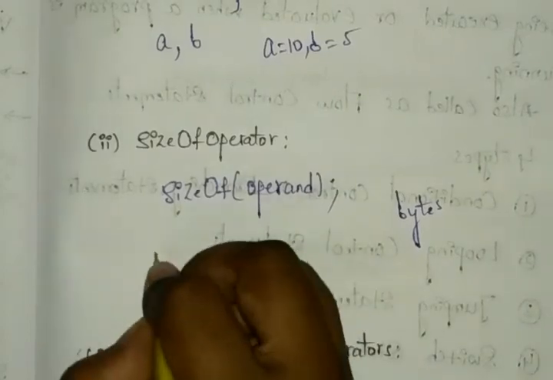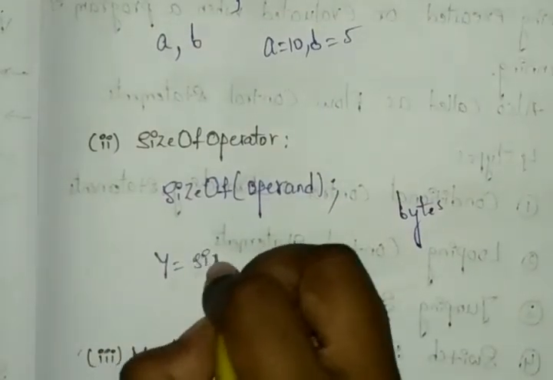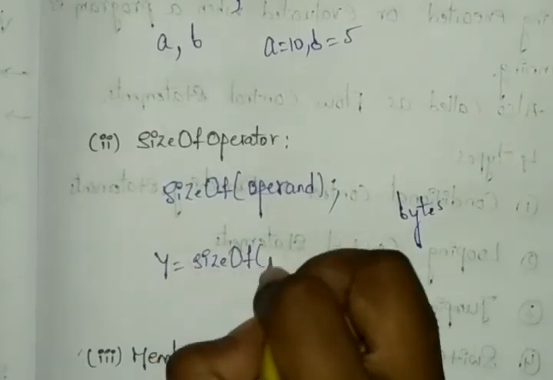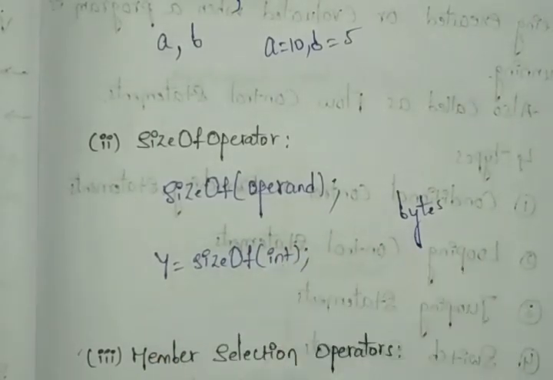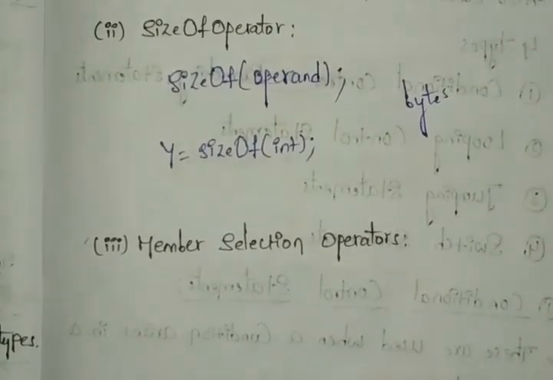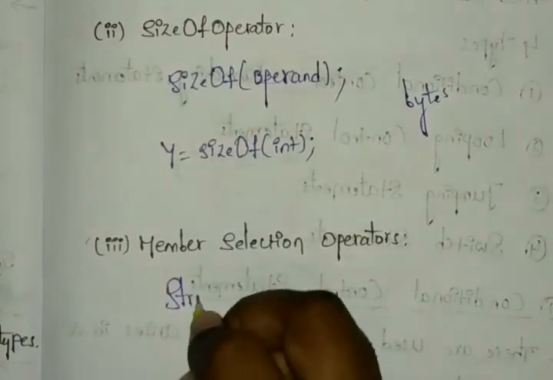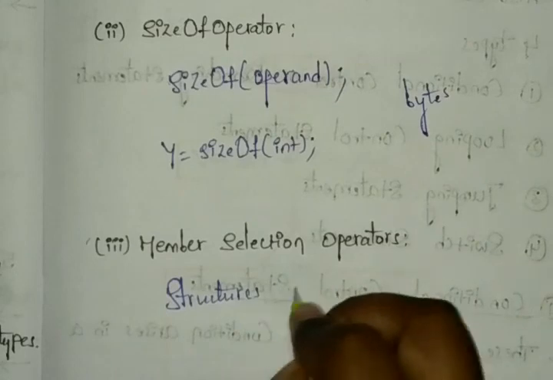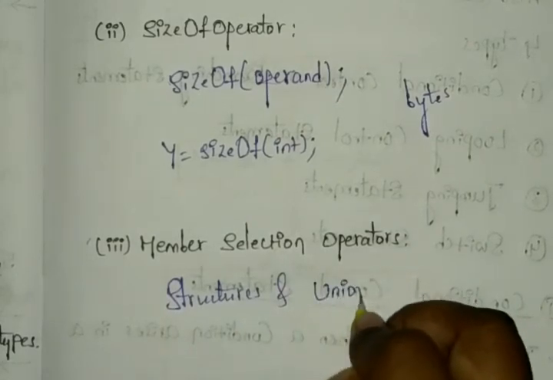Suppose you are writing y is equal to sizeof int. Then your size is measured in the form of integer numbers format. If you are giving float, that is measured by the floating point type. And the last one we have is the member selection operator. These are used to access the members of structures and unions. So here we are measuring the structures and the unions.